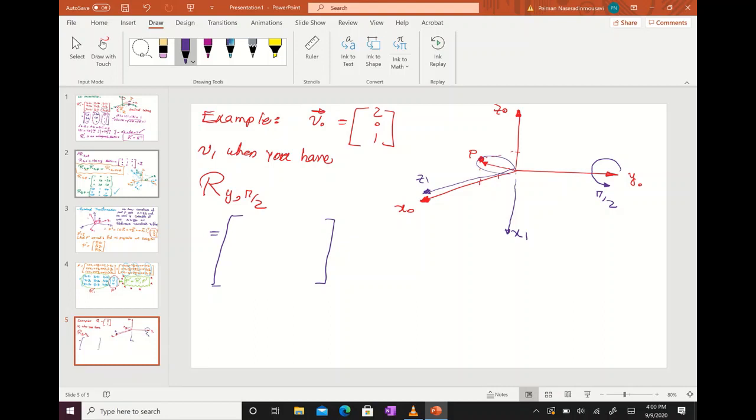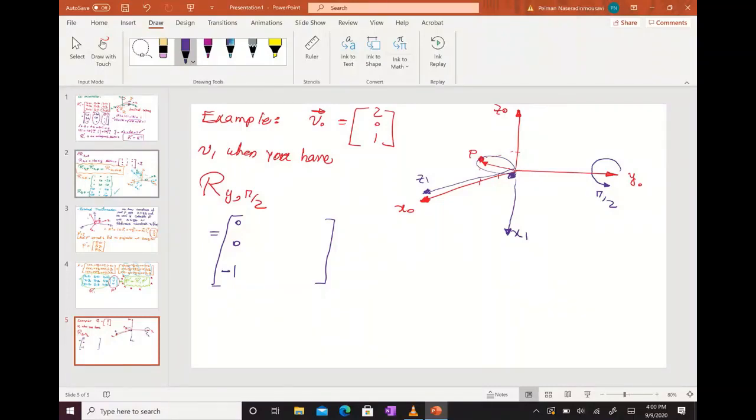Now x1, because here it's pi over 2, has no projection on x0, so it's going to be 0. x1 again is normal to y0, so this is normal to this plane, it's going to be 0. But x1 is exactly in the opposite direction of z0. You see that? It's going to be -1.